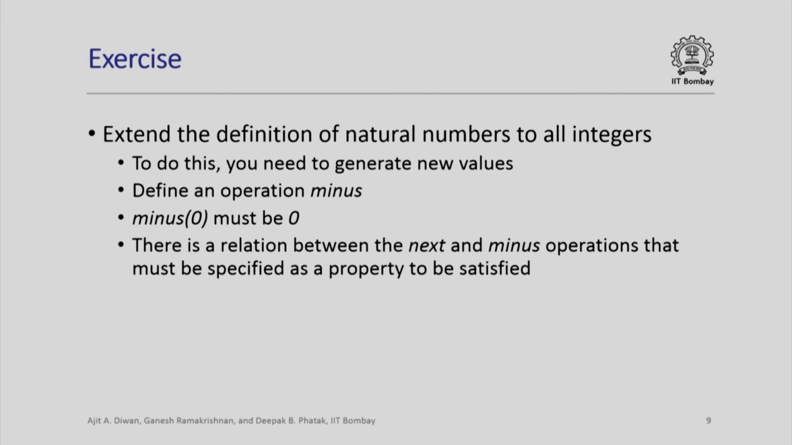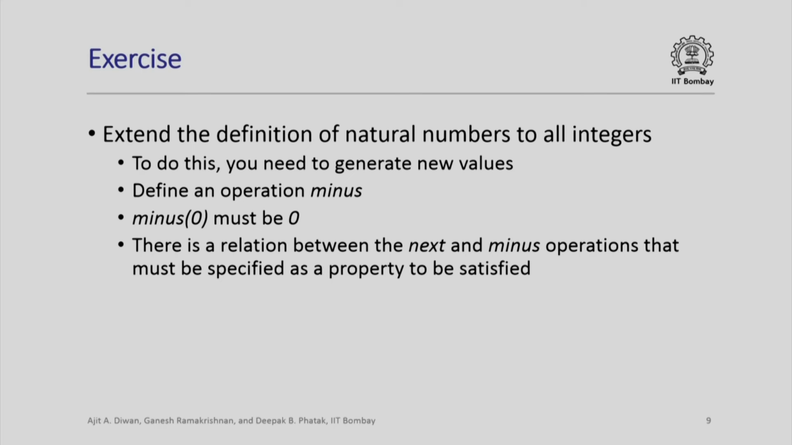We want to extend the definition of natural numbers now to all integers. So, integers can also be negative. Natural numbers are only positive: 0, 1, 2, 3 and so on. Integers can be -1, -2 and so on. So, this can be done by defining another operation called minus, which generates a new value. So, if you take minus of 1, it should generate -1, but we have the next operation and a minus operation, but these must satisfy certain properties. So, minus of 0, we must define it to be 0 itself.